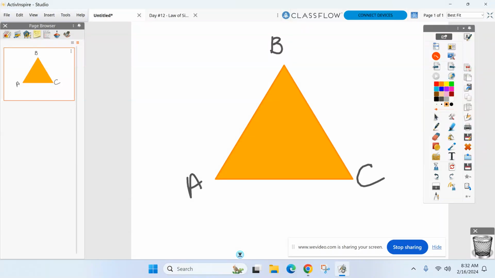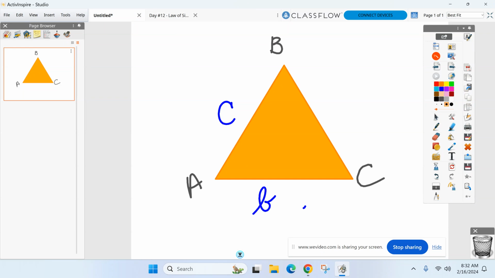We are used to this side right here being called AB. Now, though, starting today and the rest of the unit, instead of calling that side AB, it's going to be referred to sometimes as side C, lowercase c. Why do we pick lowercase c? What's it across from? Angle C. So instead of side AC, you're going to see it referred to as side B. Get used to that new notation.